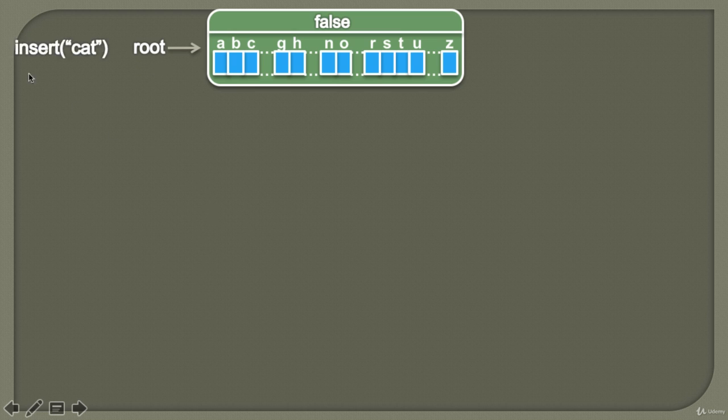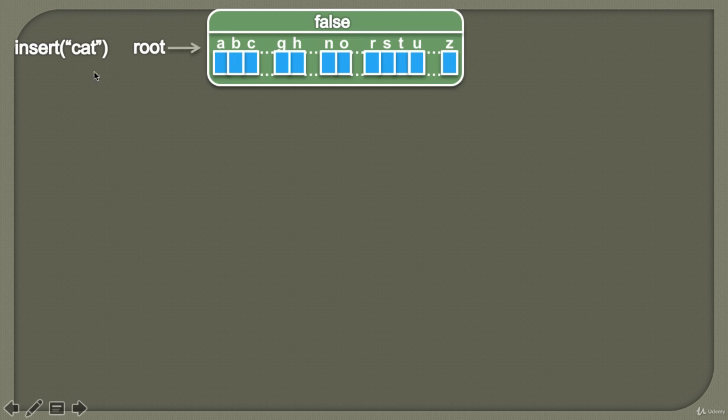Now for example, let's say we want to insert a word as cat. So here you can see the word cat has three characters C, A and T. And as we are using the English alphabets, we will initialize this trie node array with a size of 26, where index 0 will correspond to A, index 1 will correspond to B, and index 2 will correspond to C, and similarly index 25 will correspond to Z.